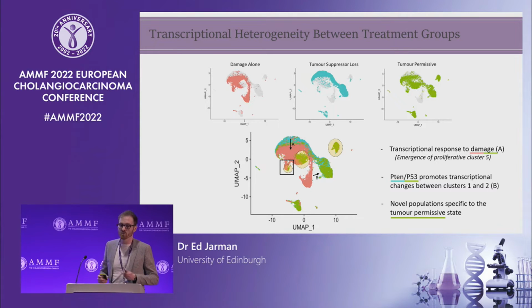And most importantly, what we see from this is the emergence of cell clusters specific to the tumor permissive environment. So that's these green areas here. And these represent what we're looking at, the novel populations that only occur when tumors are allowed to form at this very, very early stage of tumor initiation. We can dissect out transcriptionally how these cells identify.